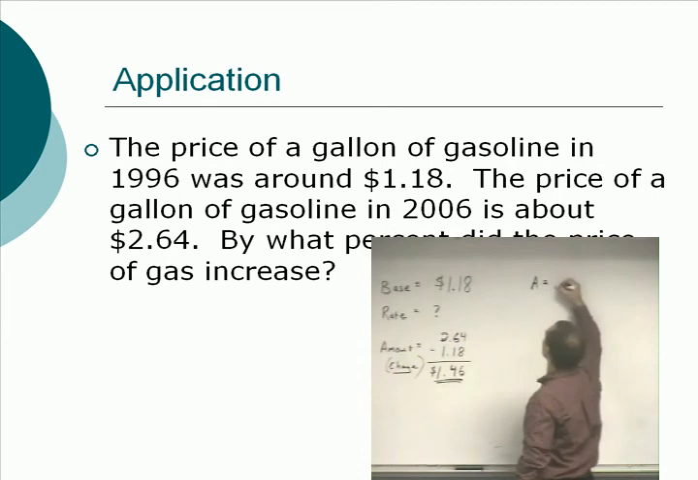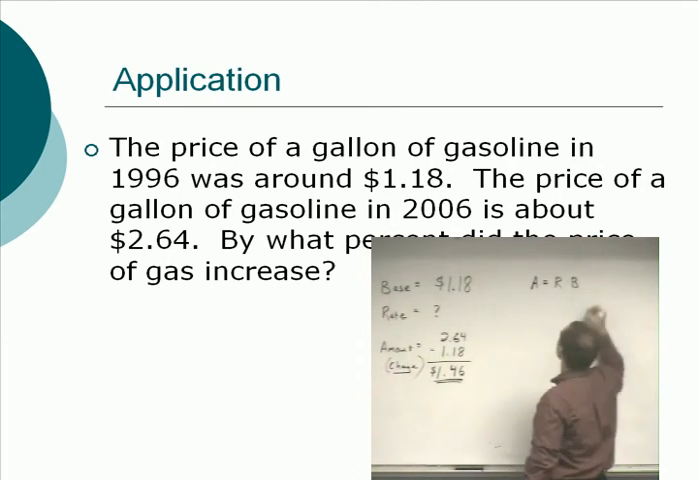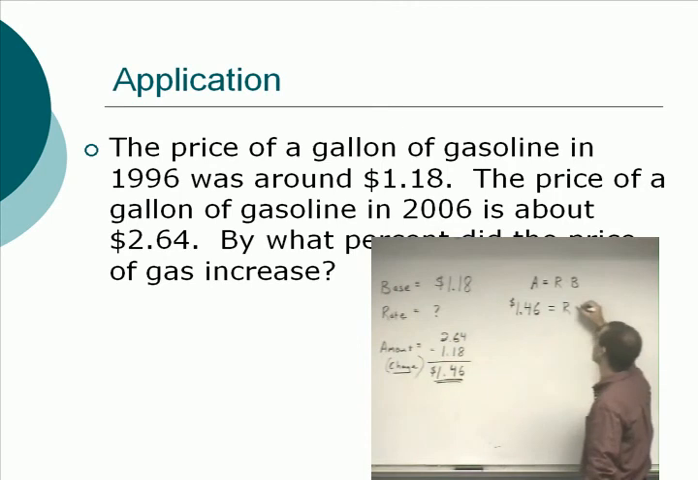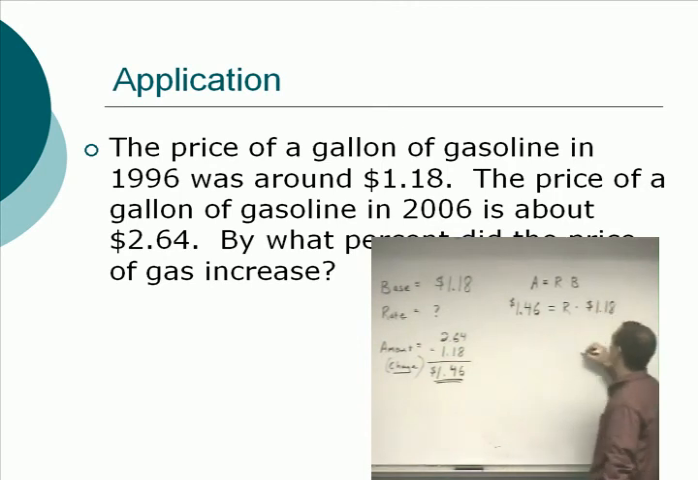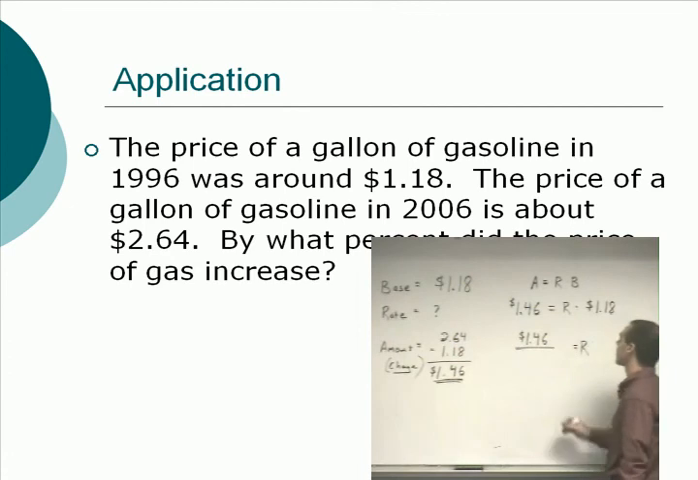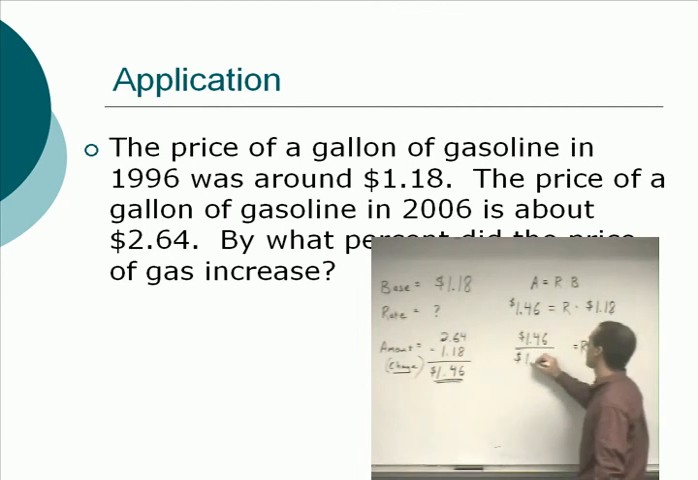The amount is equal to our rate times the base. Therefore, our amount of 146 is equal to our percent change times the original value. That means our percent change is the amount of the change. We're going to work more with that particular case tomorrow. Divided by 118.